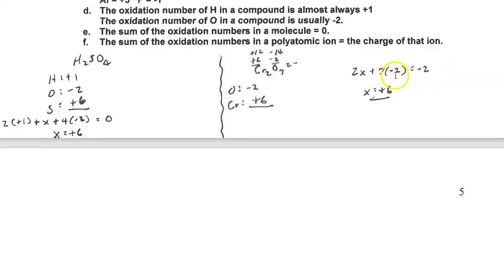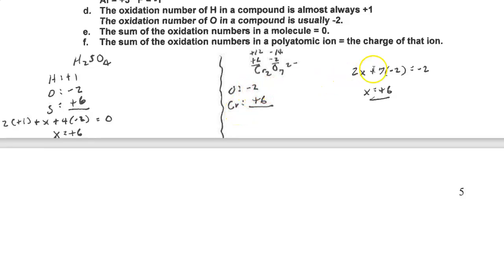Add 14 to both sides there. You get 2x is equal to +12. Divide both sides by 2. X is equal to +6. So the chromium here is +6. They don't always turn out to be +6, by the way. It just happens to be that way for both these examples. But that's how you figure out the chromium. See?